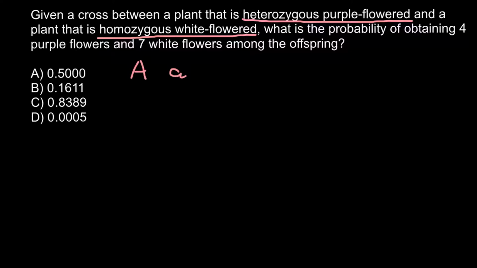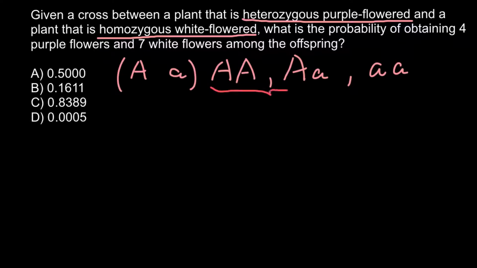And in simple Mendelian genetics, these 2 alleles can produce in diploid organisms 3 genotypes. One would be homozygous dominant, and that means purple color. Another one heterozygous, also purple color, and the third one would be homozygous recessive, and this means white color. So these 2 would make purple phenotype, and this one would make white phenotype.